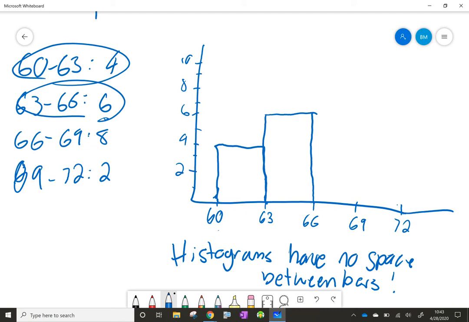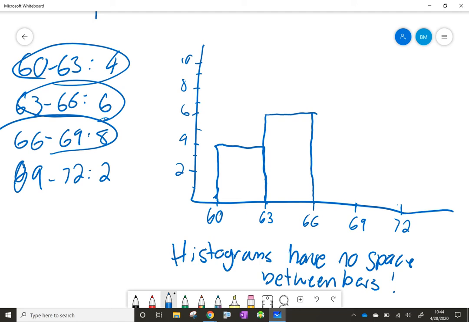The reason there's no space is because we're going straight from 60 to 63 to 63 to 66. There's no gap when you're talking about heights. Those numbers all sync together, so there's no gaps between them. The only reason you'd see a gap between bars in a histogram is if there were 0 people in that category. For example, if 66 to 69 had 0 people, then the bar there would essentially not exist in this region, so that would be a gap. But that's the only time you'll see a gap in a histogram, if there's a bar that's technically 0 high. Otherwise, all the bars touch each other.